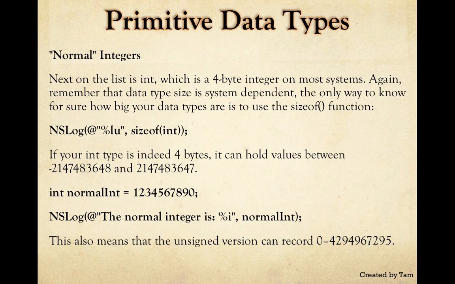NSLog %lu, sizeof int. If your int type is indeed 4 bytes, it can hold values between negative 2147483648 and positive 2147483647. Int normalInt equals 1234567. NSLog, the normal integer is %i, normalInt.